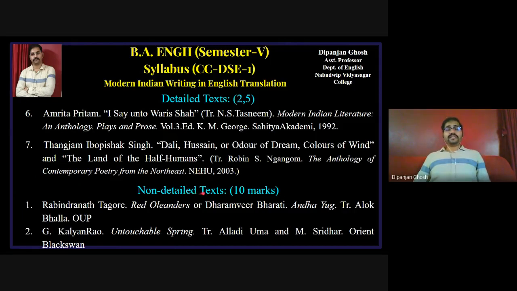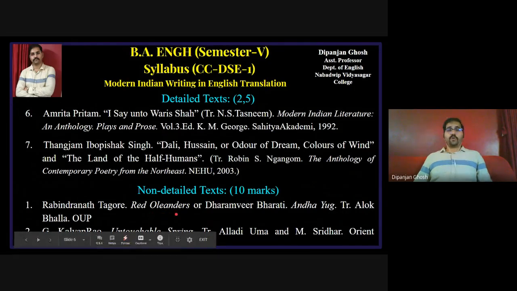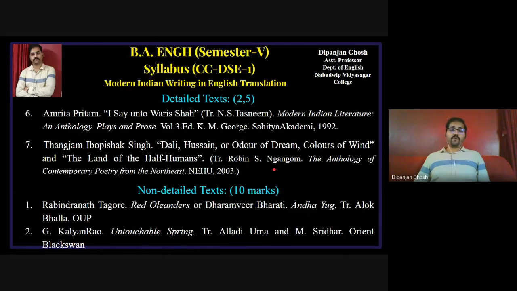Among the non-detailed texts, you have three more texts here. The first one is Red Oleanders, Rakta Karabi, by Rabindranath Tagore. The second one is Dharamvir Bharati's Andha Yug. It was published there, translated by Alok Bhalla, from OUP.